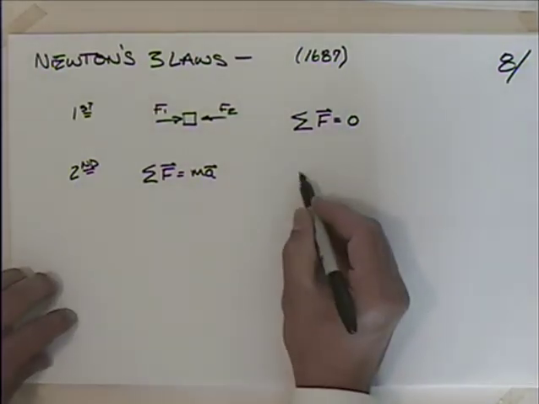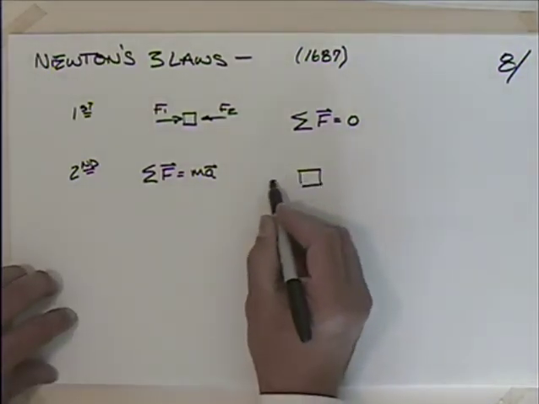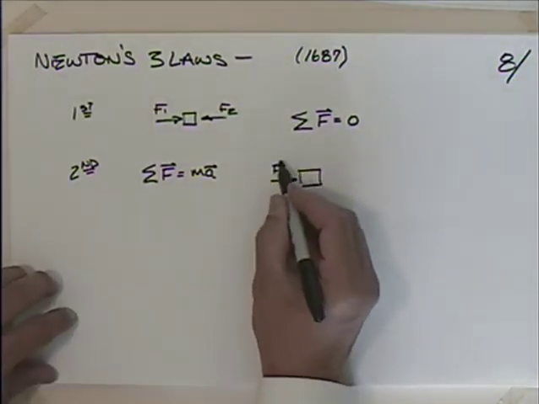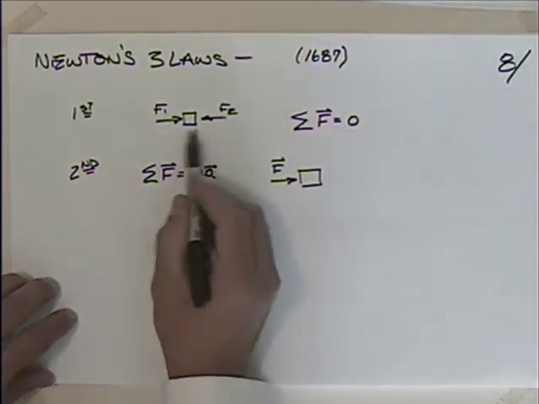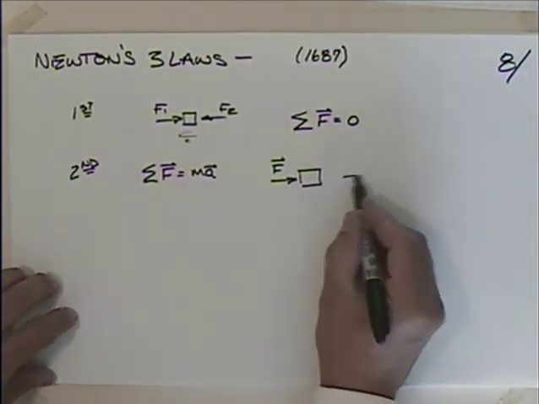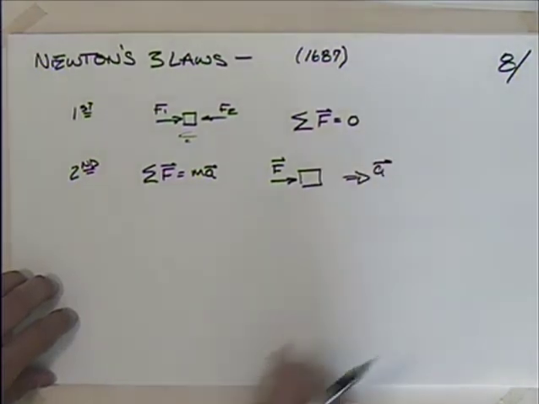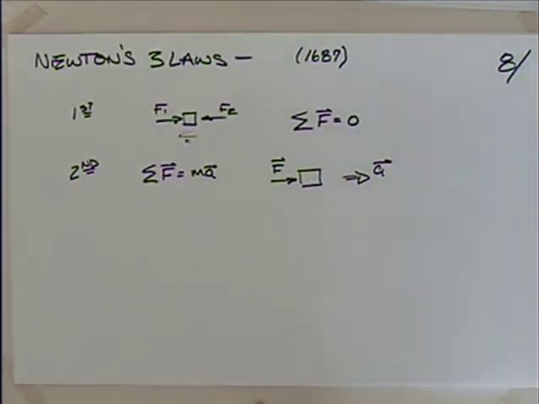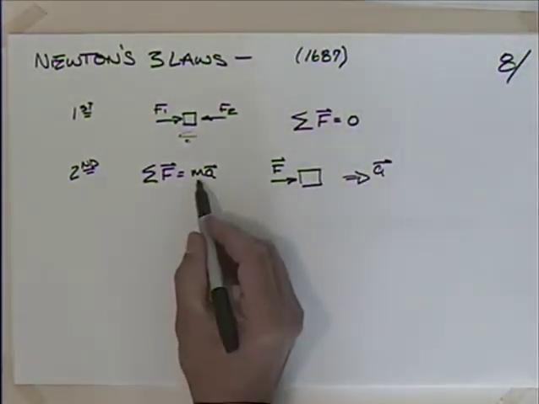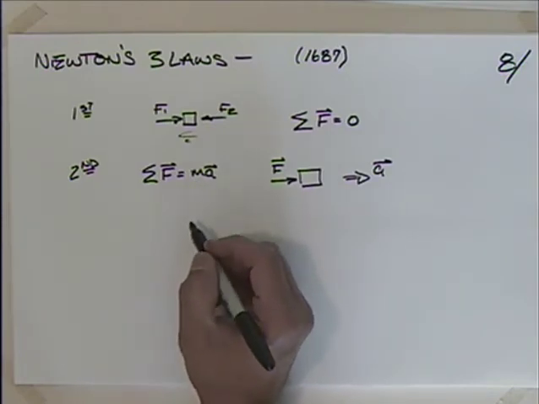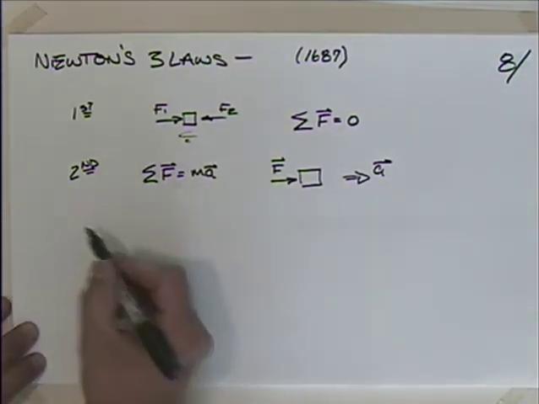So now if I have something like this, and I have a force acting on it, and it's an unbalanced force, not like this one up here, what's going to happen to it? It's going to experience some acceleration, isn't it? And that will be proportional based on the mass. So there's the first and second law.